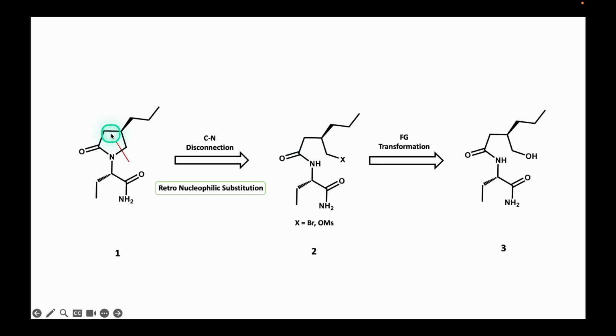The 2-pyrrolidone ring functions as a retron, and a carbon-nitrogen disconnection, based on a nucleophilic substitution, opens this heterocycle and generates diamide 2, where X is a leaving group like a bromine or a mesylate. A functional group transformation on X produces the hydroxydiamide 3.